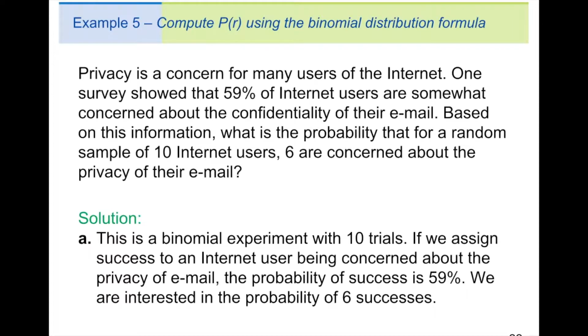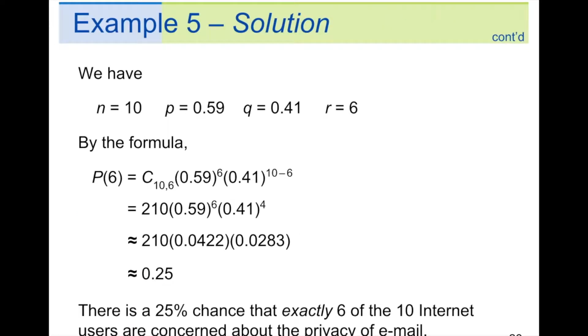This is a binomial experiment with 10 trials. If we assign success to an internet user being concerned about privacy of email, the probability of success is 59%. We are interested in the probability of 6 successes. So, n is 10, p is 0.59, q is 0.41, which was, again, 1 minus 0.59, r is 6.